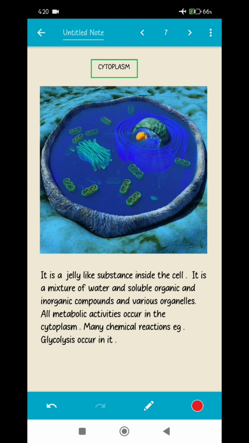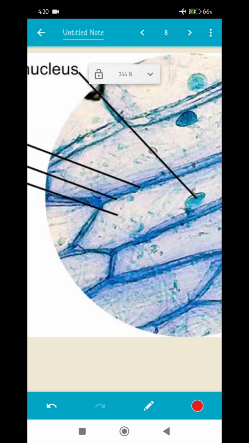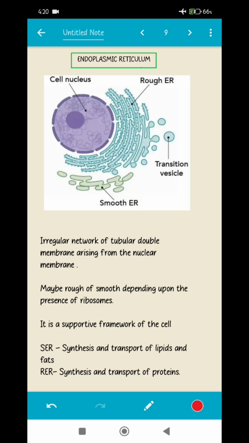So in this figure, this dark blue colored fluid, like you can see, is the cytoplasm, and these are the various organelles which are found inside. We are going to learn about them in the next slides. So the same picture once again. The jelly-like fluid, this light bluish part that you can observe, is the cytoplasm.